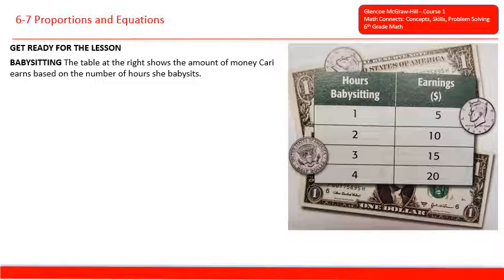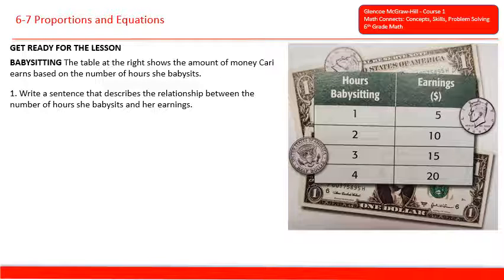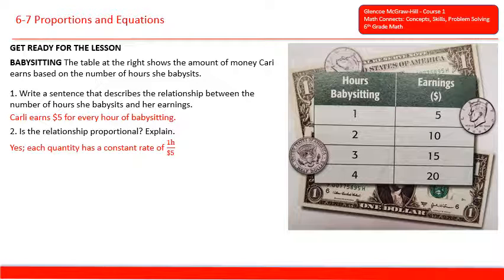Babysitting. The table at the right shows the amount of money Carrie earns based on the number of hours she babysits. Write a sentence that describes the relationship between the number of hours she babysits and her earnings. Carrie earns $5 for every hour of babysitting. Is the relationship proportional? Explain. Yes. Each quantity has a constant rate of 1 hour for $5. So for every hour she works, she makes $5.